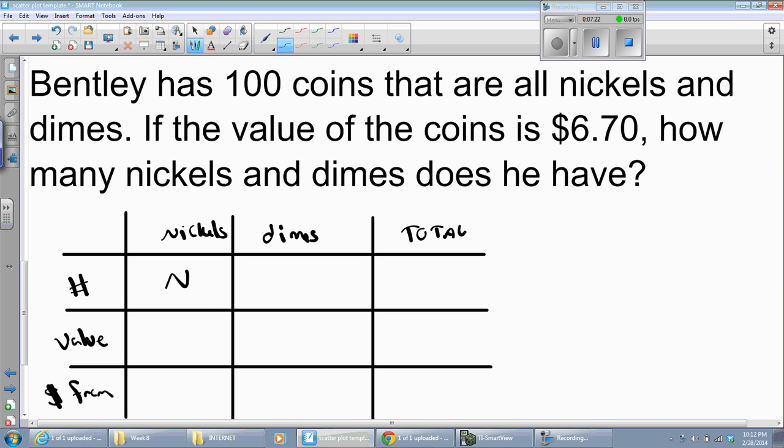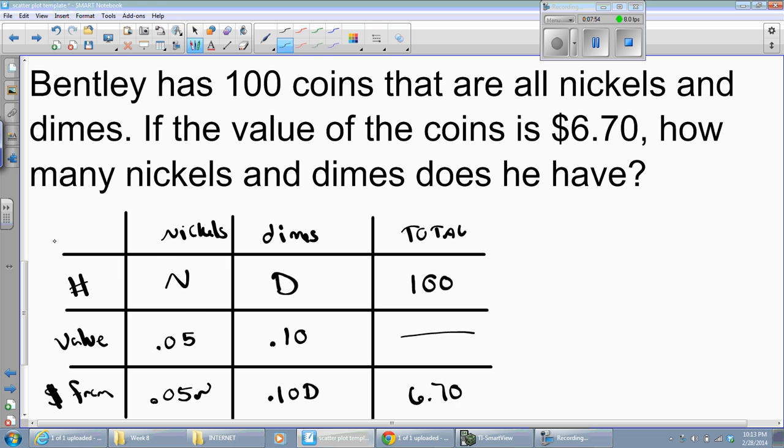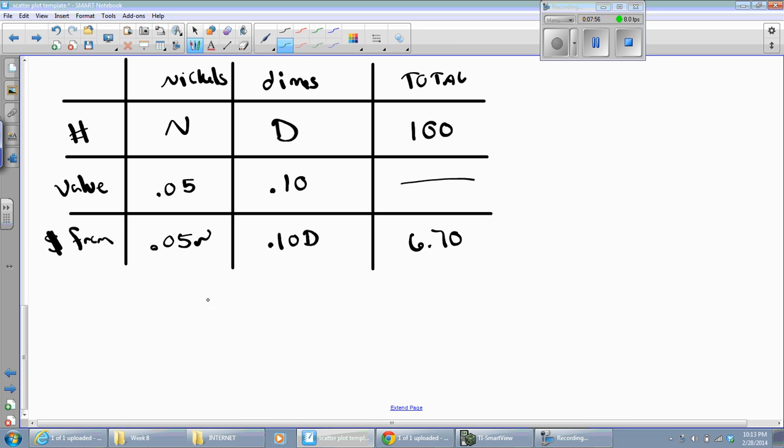So I don't know how many nickels. I don't know how many dimes. I do know the total is 100. The value of a nickel is 0.05. The value of a dime is 0.1. If you want to go 0.10, that's fine. The total I don't worry about there. And let me see here. I have 0.05 N plus 0.10 D, and that needs to add up to be $6.70.